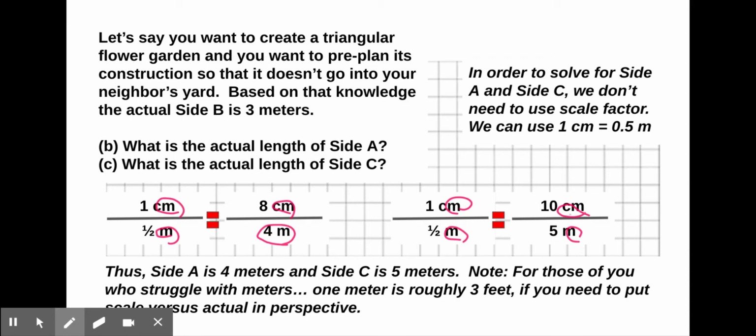Now to get times 8 here, we multiply times 8 up here, we multiply times 8 down here. So 1/2 times 8 is 4. And same thing over here, times 10. And 1/2 times 10 is 5, or 1/2 of 10 is 5, if you're thinking about using it with your language here. So now we've got A and C all solved out there.